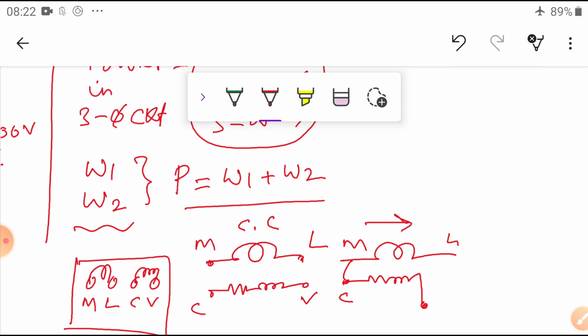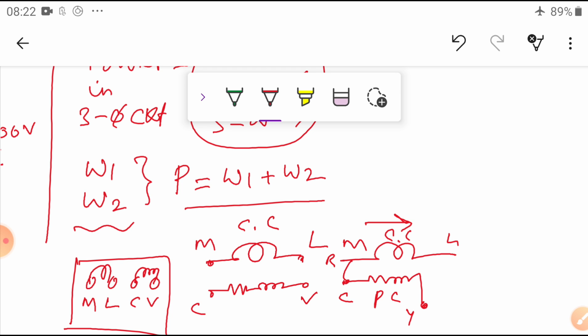Suppose, for example, you connect to the R phase, and you connect to the Y phase. Between the R and Y phase, the voltage is measured by the PC coil, the pressure coil. This is the current coil. You know how to connect the wattmeter in a laboratory.